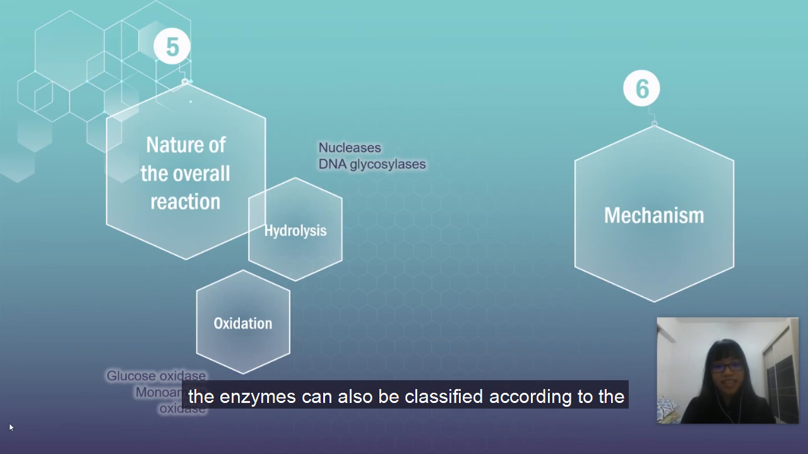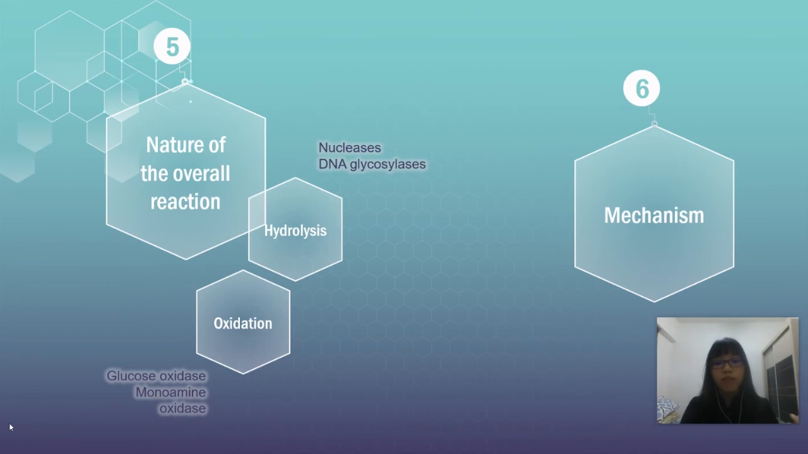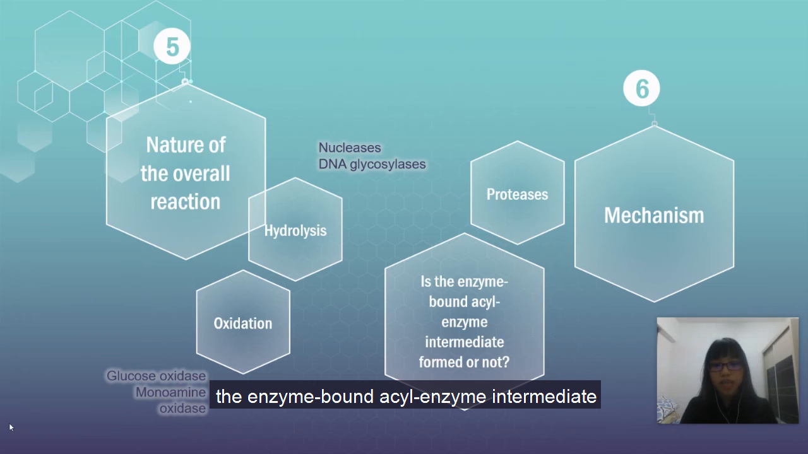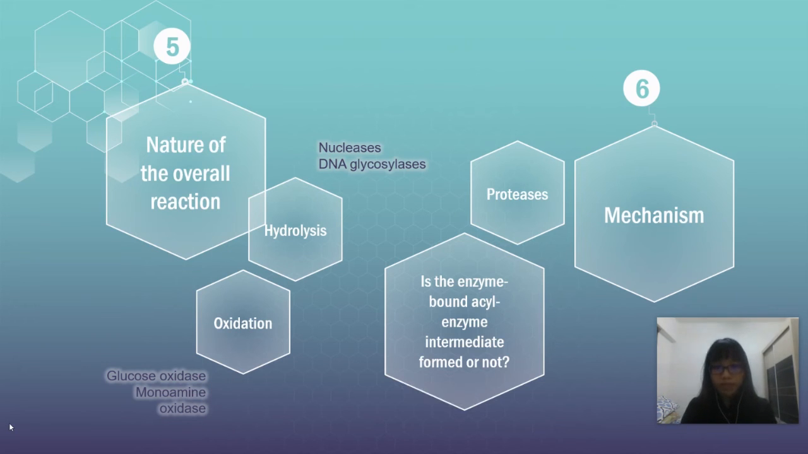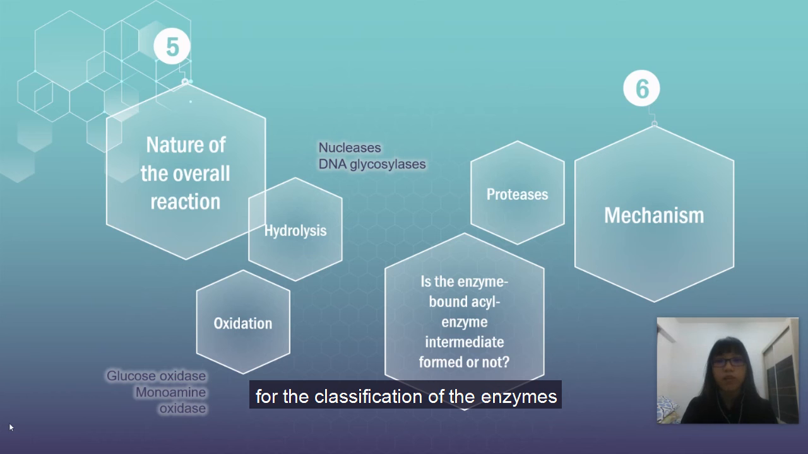So next, the enzymes can also be classified according to the mechanism of the reaction. We can consider the mechanism at the active site or the intermediate complexes. For example, proteases can be classified depending on whether the enzyme-bound acyl enzyme intermediate is formed or not. So that's all for the classification of the enzymes.